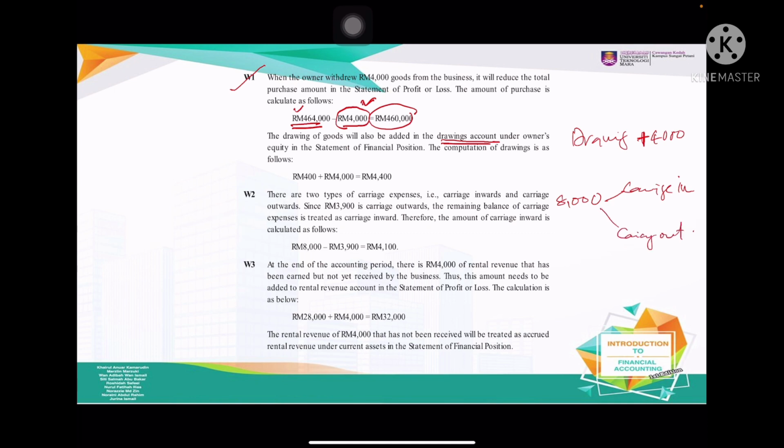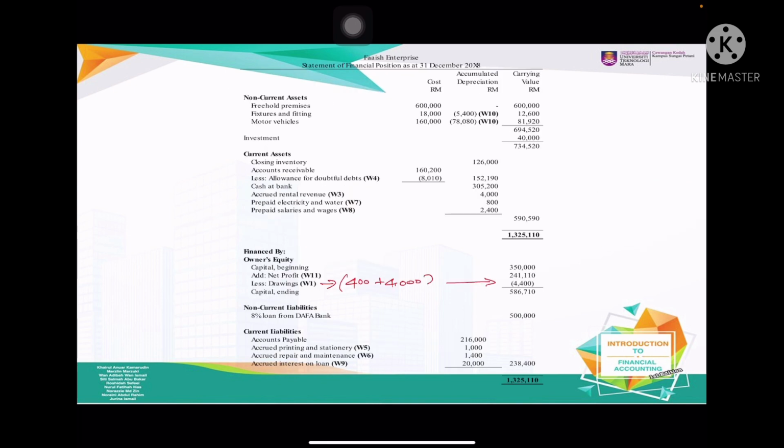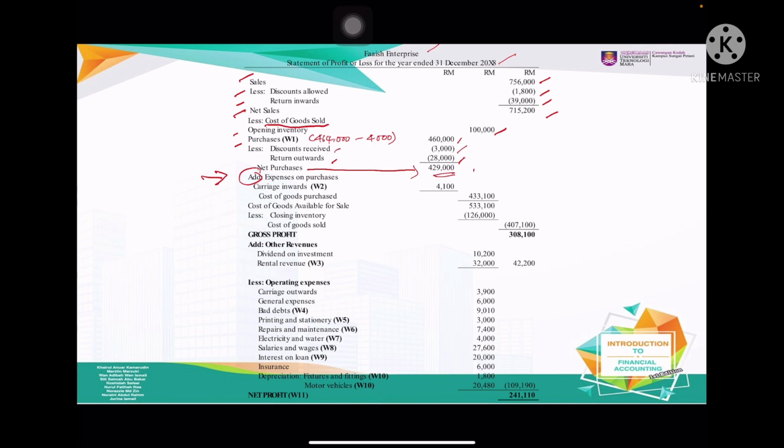So it's stated in the question, 3,900 is carriage outward. So what is the total of carriage inward? So 8,000, the total carriage expenses, minus the carriage outward. So this is the carriage inward. Okay. So here we have to make our adjustment. So carriage inward, all right. So 4,100. How to get the 4,100 is actually 8,000 minus 3,900. Okay. This is for the carriage inward. And then in the expenses, our carriage outward is actually 3,900. Okay, so this is related with working.